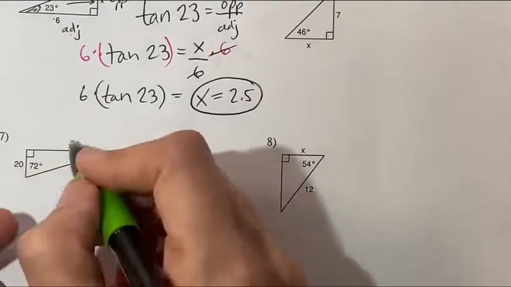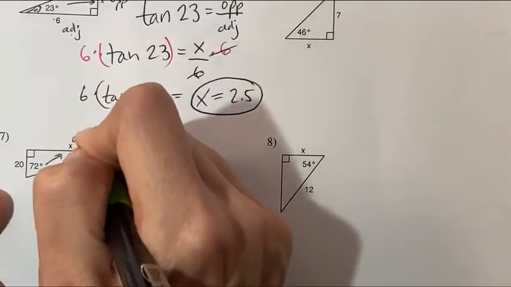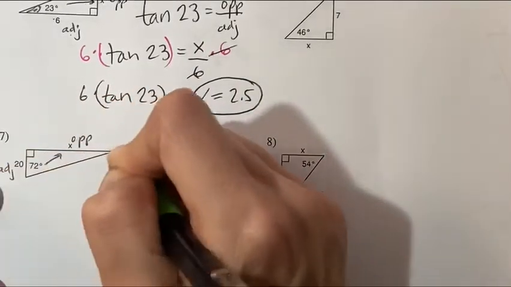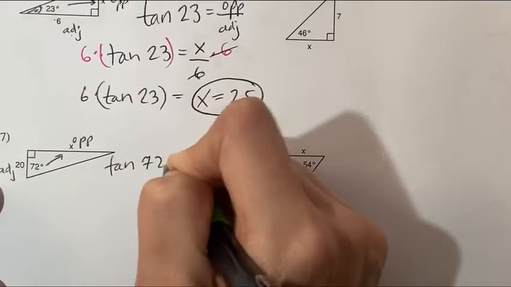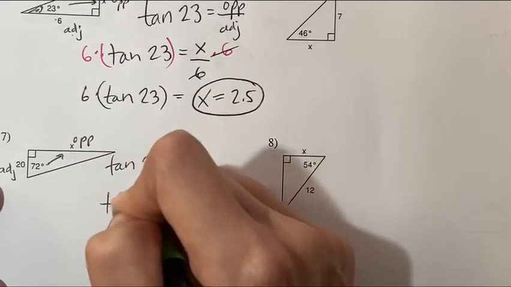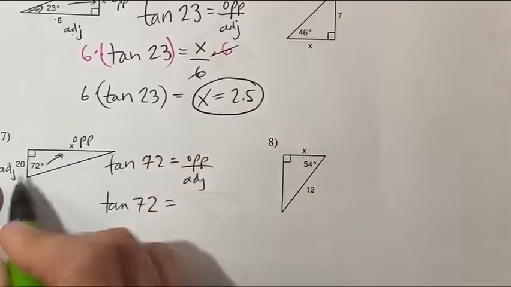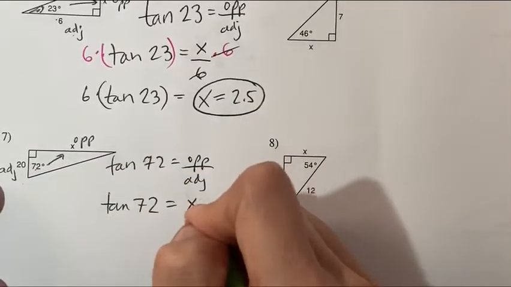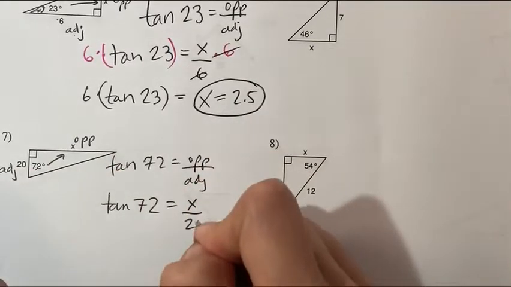This one I also have both of the legs. So this is opposite, adjacent. So tangent of the 72 is opposite over adjacent. So tangent of 72 can be written, opposite is x, adjacent is 20.